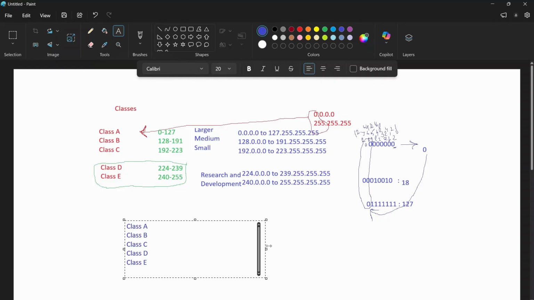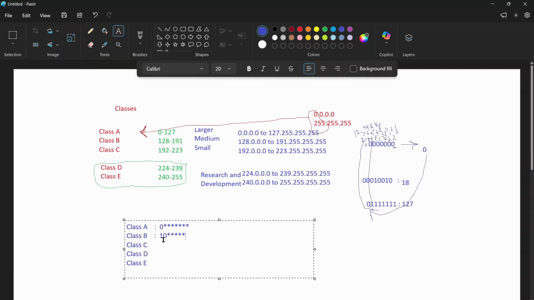Here in class A, 0 is constant and the remaining everything will be changing. I'll write like this so that it will be easy for you to remember. That is the priority bit, 0 is the priority bit. Coming to class B, 1 0 will be the same. That means the 2 power 6 and 2 power 7 positions will be 1 0 and the remaining positions will be changed.